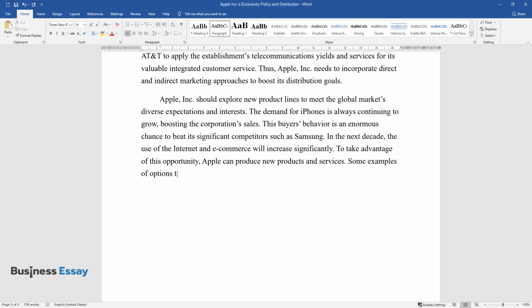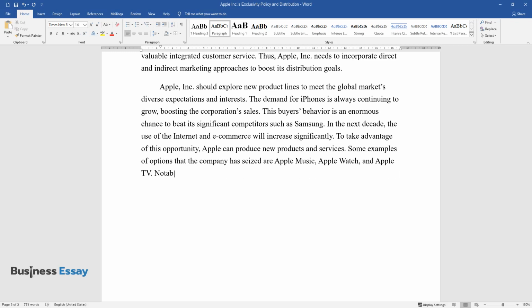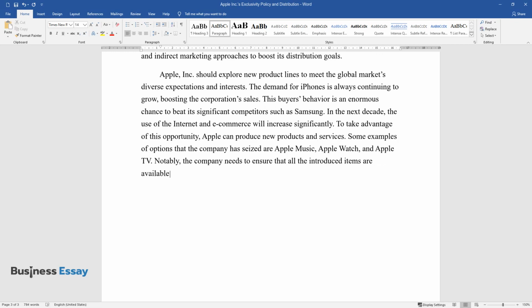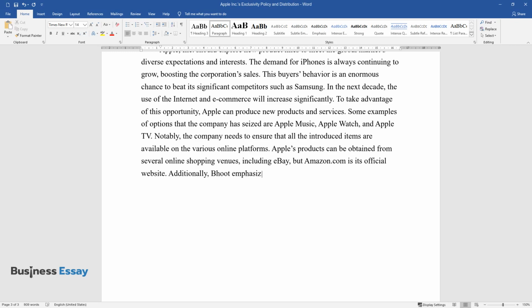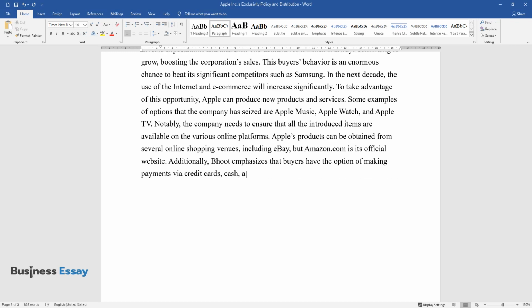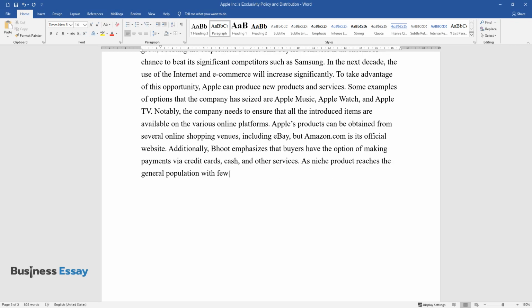Some examples of options that the company has seized are Apple Music, Apple Watch, and Apple TV. Notably, the company needs to ensure that all the introduced items are available on the various online platforms. Apple's products can be obtained from several online shopping venues, including eBay, but Amazon.com is its official website. Additionally, Bhoot emphasizes that buyers have the option of making payments via credit cards, cash, and other services. As niche products reach the general population with fewer barriers, e-commerce has made things easier.